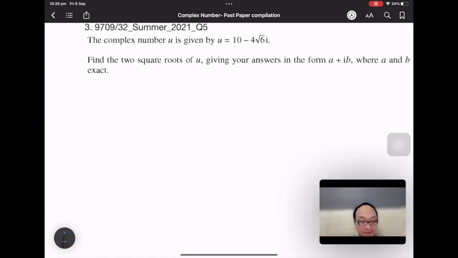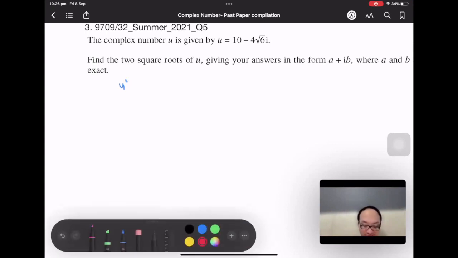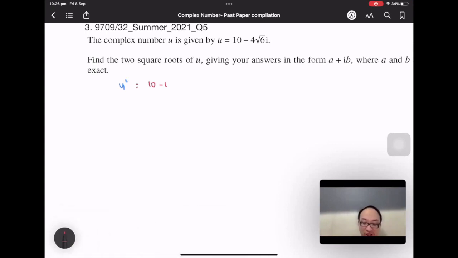Question 3. The complex number u is given by... Find the 2 square roots of u, giving your answer in the form of this. Okay, so u squared equals 10 minus 4 root 6 i. So again, if this is x plus iy, 10 minus 4 root 6 i, so that means x squared minus y squared equals the real part, and 2xy equals the imaginary part.